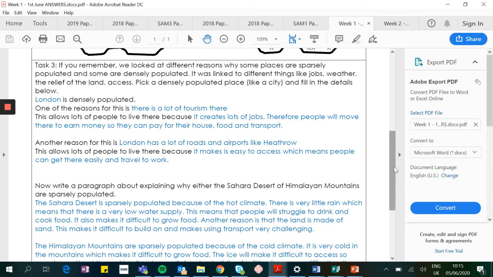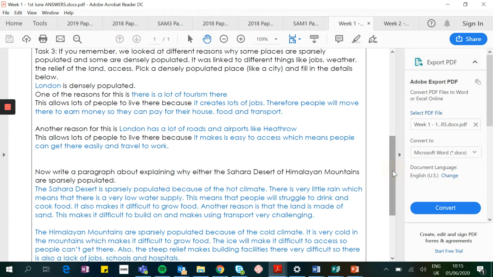So you may have picked any city last week, could be London, could be New York, Paris, anything like that. I've chosen London as an example. So I've put London is densely populated. One of the reasons for this is there's lots of tourism there. Now I've put that for a reason because I remember back at the start of year 8, a lot of us were writing that places like London were very busy because there was a lot of tourists. You've got to think about why people live there, not just why they visit.